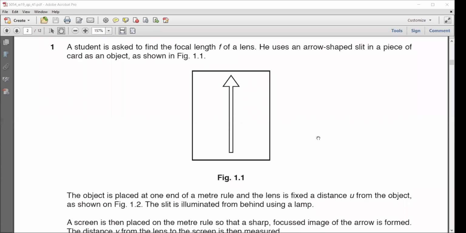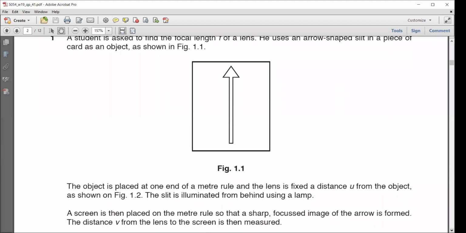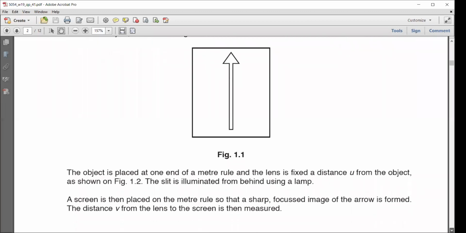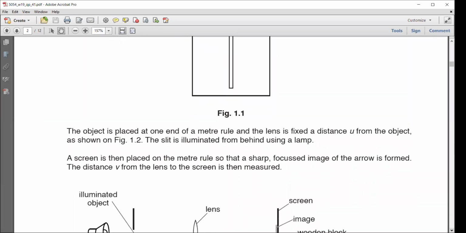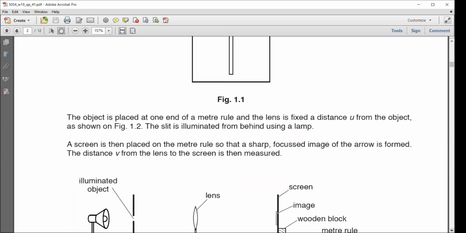A student is asked to find the focal length f of a lens. He uses an arrow-shaped slit in a piece of card as an object, as shown in figure 1.1. The object is placed at one end of a meter rule and the lens is fixed a distance u from the object. As shown in figure 1.2, the slit is illuminated from behind using a lamp. A screen is then placed on the meter rule so that a sharp, focused image of the arrow is formed. The distance v from the lens to the screen is then measured.